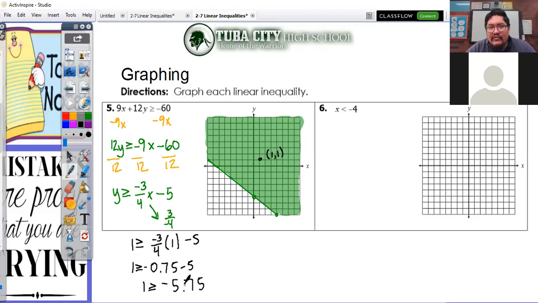And then we check if it's true or false, which in this case is true, because even though 5.75 is normally a bigger number, in this case it's a negative number. So positive numbers are always greater than negative numbers. So this is a true statement. Anywhere in the shaded area is true, and anywhere on the outside is false.